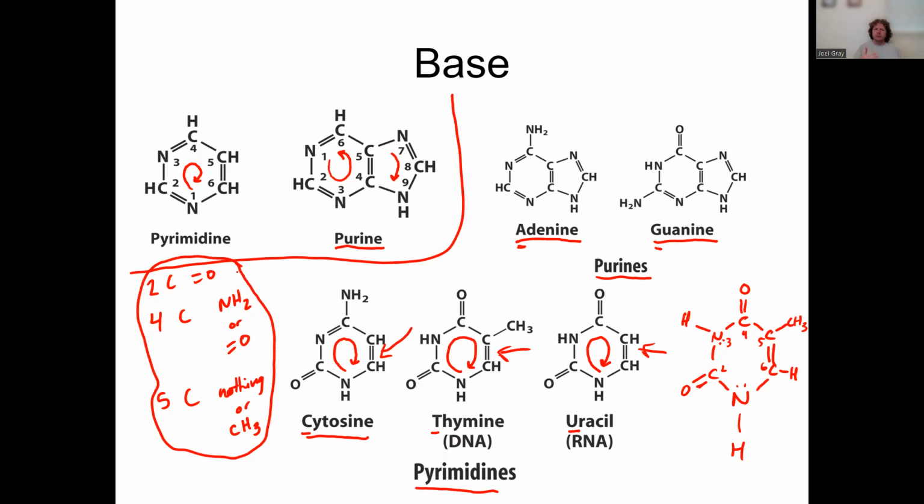So then I have to look at position number 4 and say, okay, what's present there? So look at, I hope that I said carbon number 5. I'm pretty sure I did. Carbon number 5, what's present? If it's a methyl group, it's absolutely thymine. If there's no methyl group there, then it's something else.